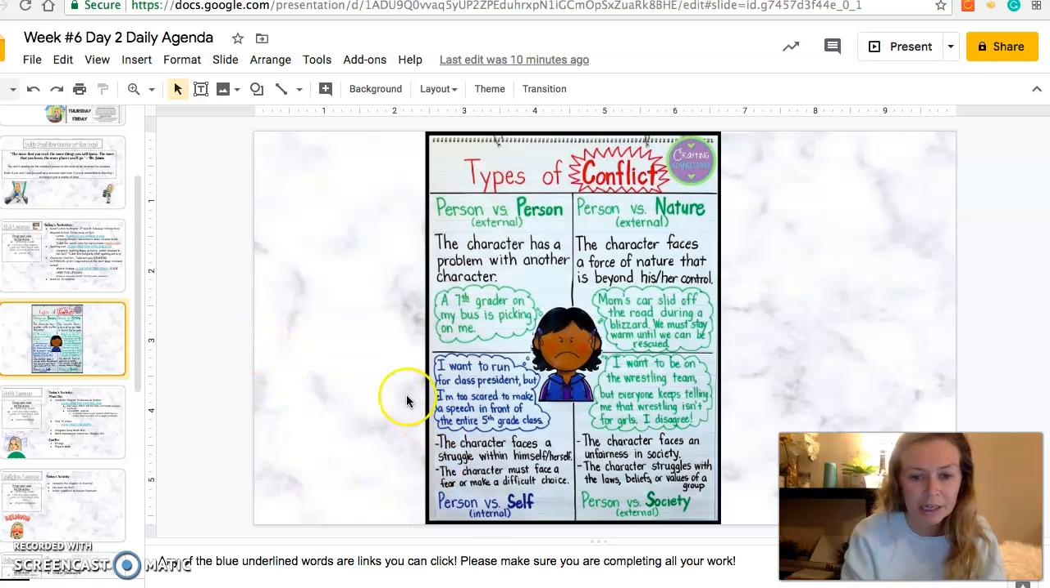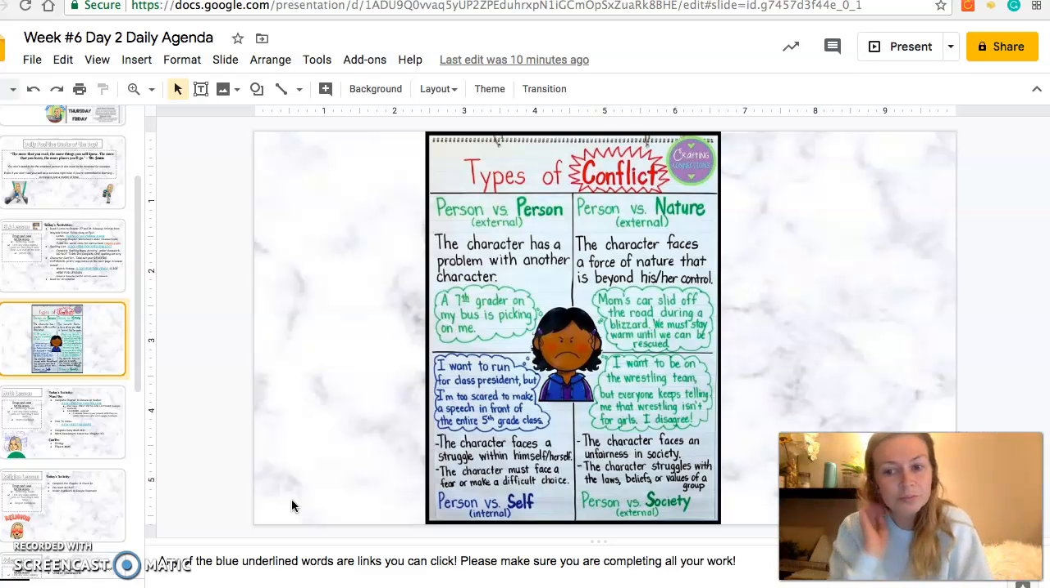Now if we go down here, it's person versus self. This is an internal conflict, which means it's coming from the inside of the character. So the character faces struggle within himself or herself. The character must face a fear or make a difficult choice. So for example, I want to run for class president, but I'm too scared to make a speech in front of the entire 5th grade class. So the conflict is coming from inside of the character.